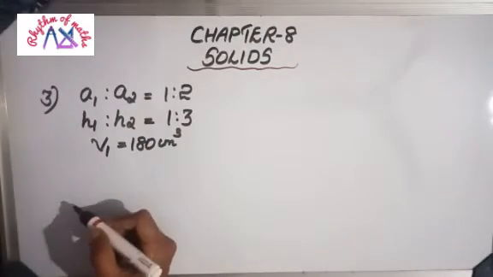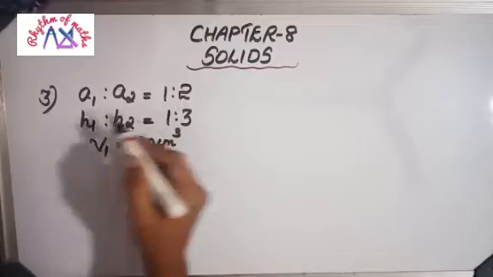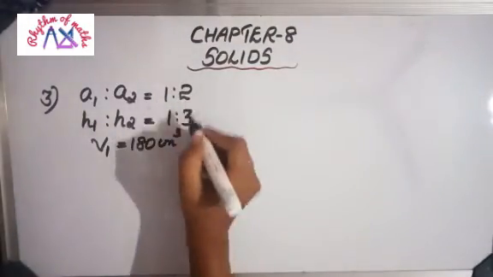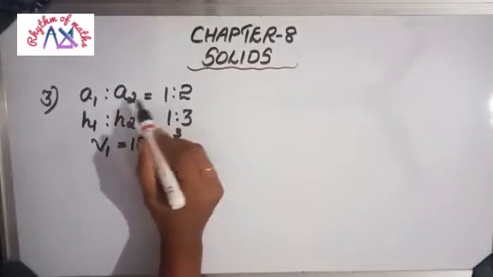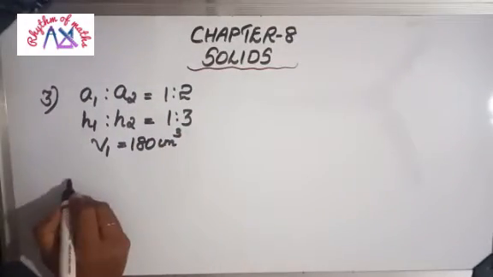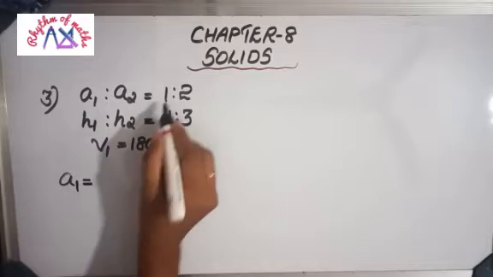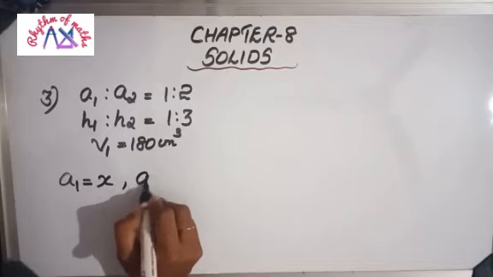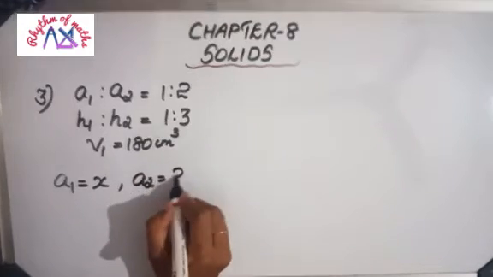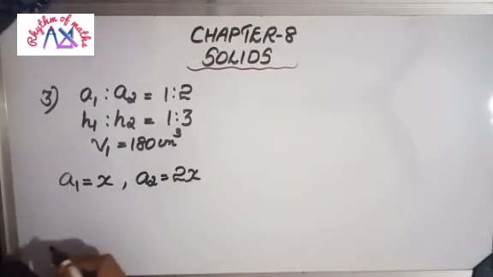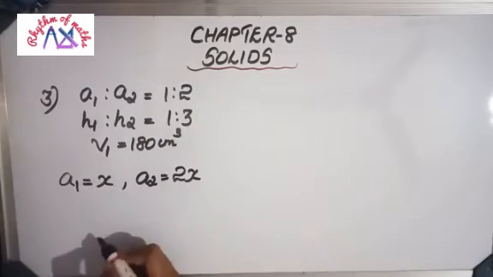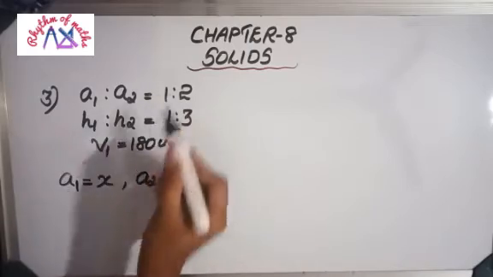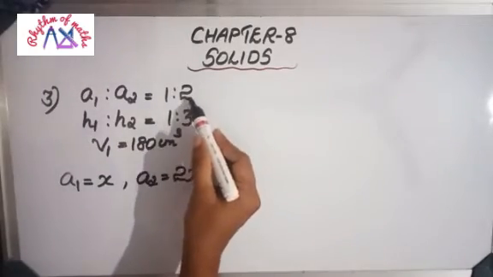Okay, in order to apply the equation, first of all we need to find what A1 is, what A2 is, and what H1 and H2 are. So here A1 is to A2 equal to 1 is to 2, means A1 we can consider as 1x, and A2 will be equal to 2x. This we have learned in 8th standard. There is another quantity x such that by multiplying with the value, A1 equals x and A2 equals 2x.